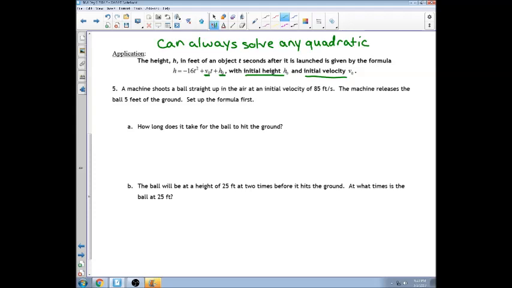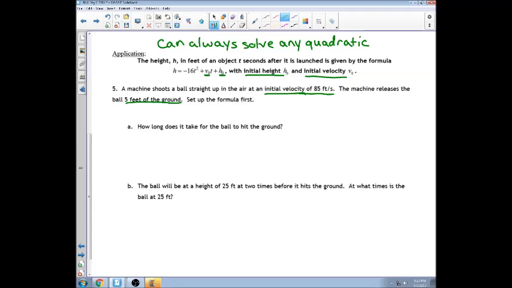A machine shoots a ball straight up in the air at an initial velocity of 85 feet per second. Why did I underline that? Because I know somewhere in my equation I have to use initial velocity, right? The machine releases the ball 5 feet off the ground. Well, if it releases the ball 5 feet off the ground, that means that is the height that my ball started at. So now what we need to do is set up our formula, okay?